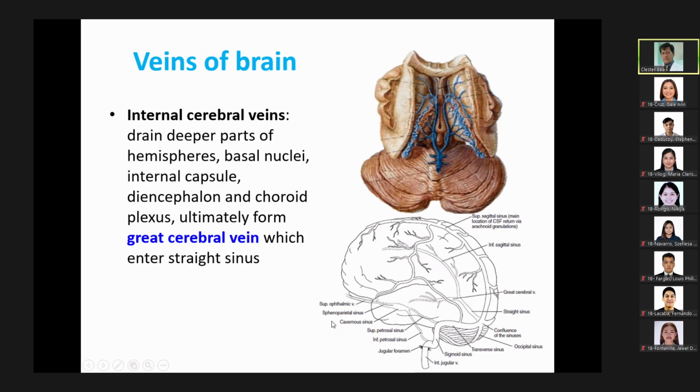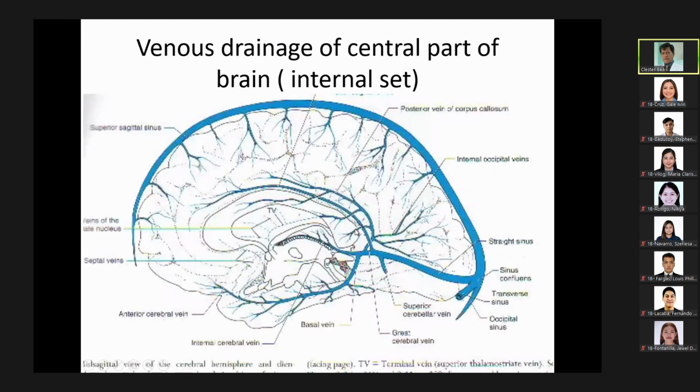The great vein of Galen is located here at the splenium portion of your corpus callosum. Now, your internal cerebral vein will empty into the great vein of Galen. The great vein of Galen will unite with your inferior sagittal sinus, and both of them will empty into the straight sinus and into the confluence of sinuses. Okay, so that would be for the interior.